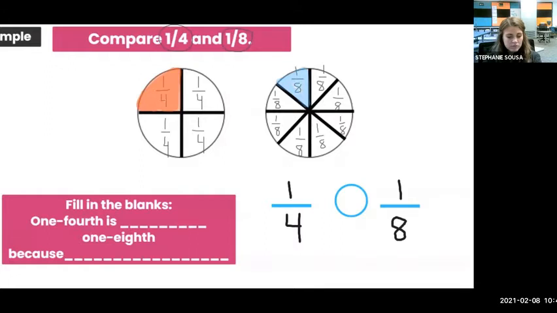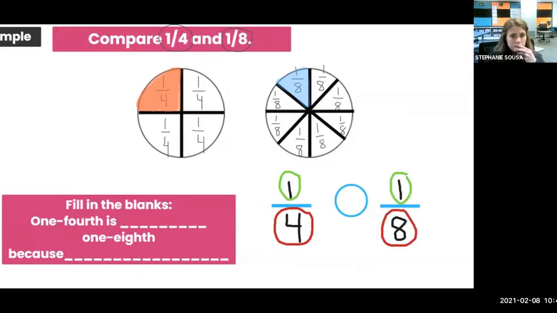Perfect. So now we need to compare these two fractions. First of all, I notice that both of them are unit fractions because both have a numerator of 1, which makes them a unit fraction. When we compare fractions that have the same numerator, we really need to pay attention to the denominators.